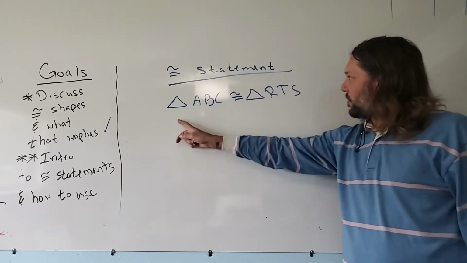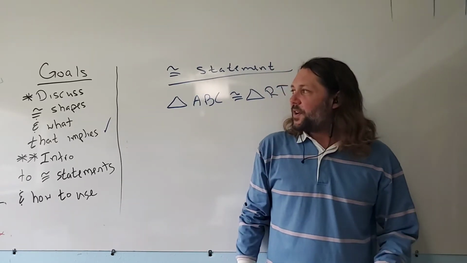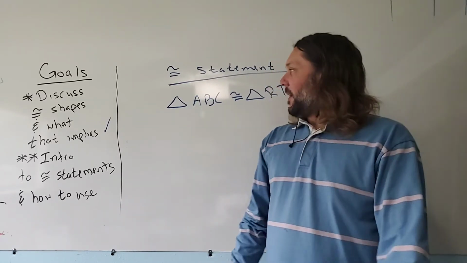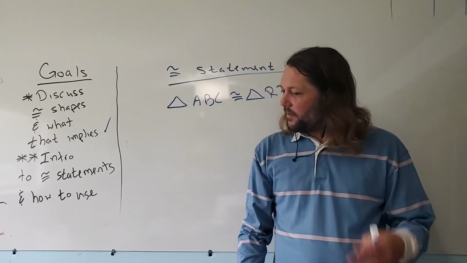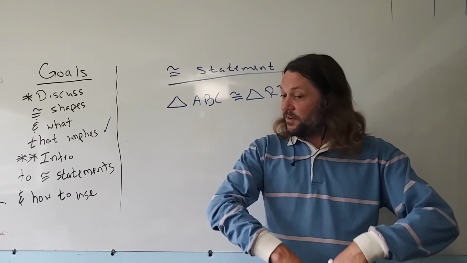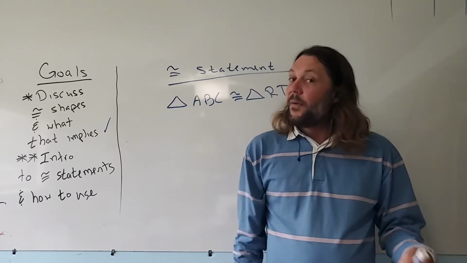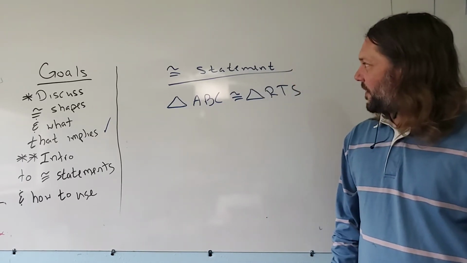Okay, this takes a little practice to set up, but I want to discuss how to use congruent statements today. Remember, triangles are made up of two parts: angles and sides. And since we know that the shapes themselves are identical as a whole, what that means is their parts must be identical. And it's very easy to figure this out.